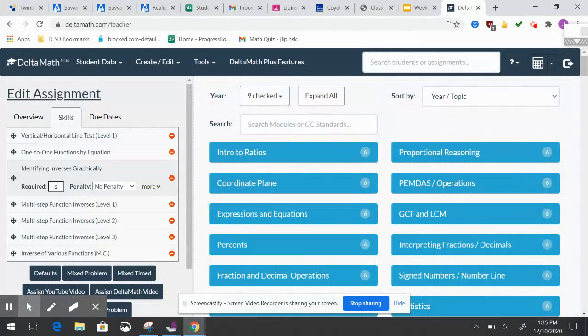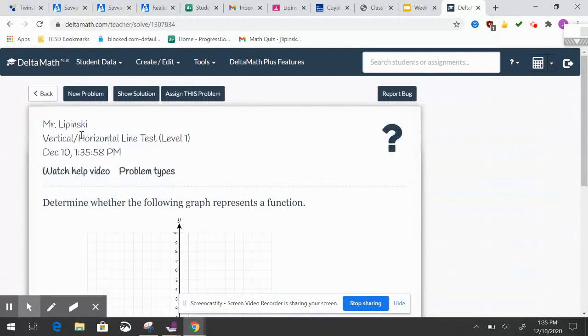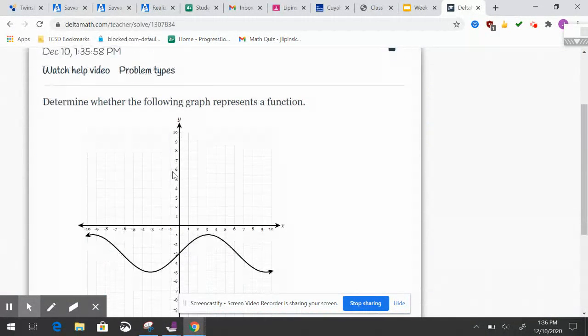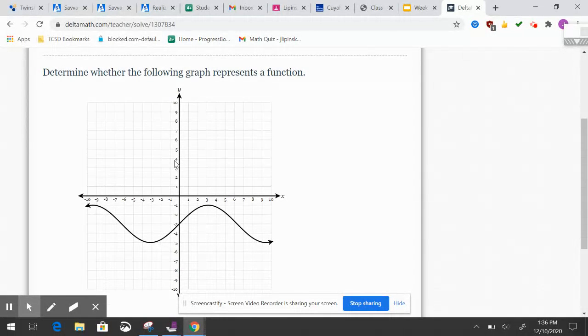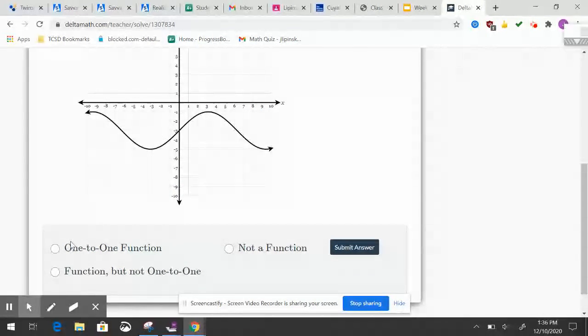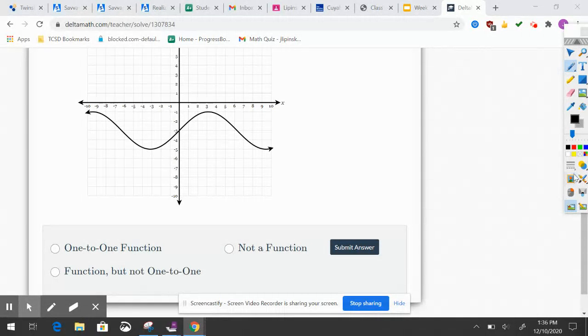So we go into Delta, we take a look at the vertical and horizontal line test, and it's saying determine whether the following graph represents a function. So again, a one-to-one function means it passes both the vertical line test and the horizontal line test. One-to-one means it passes the vertical and horizontal. A function means it passes the vertical but not the horizontal. So you can see here on this problem, if I draw a horizontal line, it's going to touch at 3 different places.